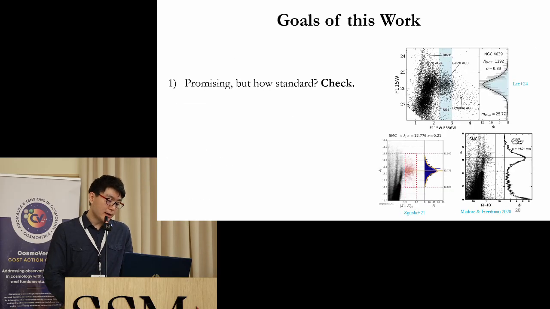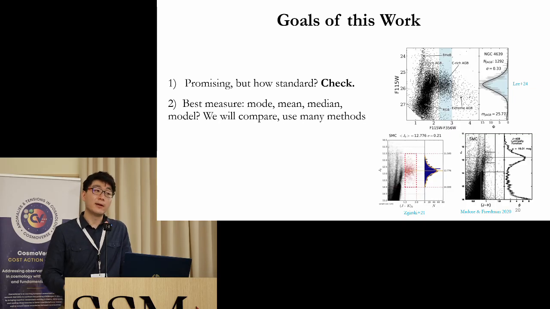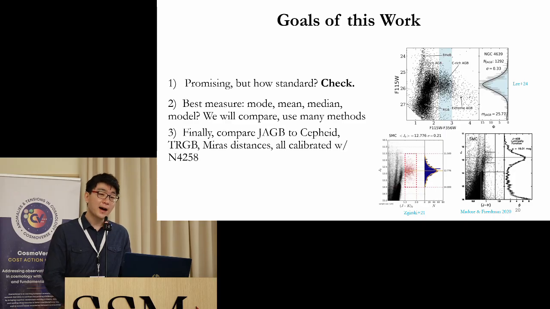Now, as I mentioned, the JAGB was recently revived. It does seem to be very promising as a new standard candle based on the literature, but how standard is it as used at the moment? I'll be checking this. There have been several methods proposed to measure the JAGB reference magnitude. This includes the mean, the mode, the median, or model fit. I'll be exploring many of these. And finally, I'll be comparing distances to our galaxies using the JAGB and comparing those to distances derived using Cepheids, tip of the red giant branch, and Miras, all calibrated to the same anchor galaxy.